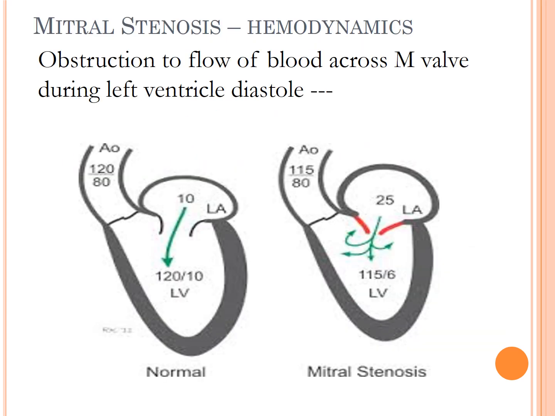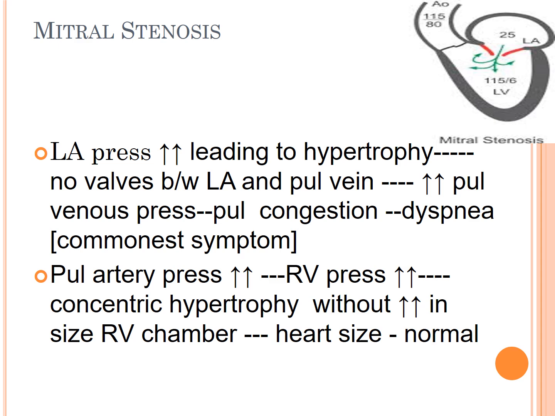Come to the hemodynamics. Obstruction to the flow of blood across the mitral valve during left ventricular diastole is occurring. So left atrial pressure increases, leading to hypertrophy of the left atrium. As all of us know, there is no valve between the left atrium and the pulmonary vein. Blood is easily passing from the left atrium to the pulmonary veins, leading to an increase in pulmonary venous pressure. Pulmonary congestion occurs and dyspnea occurs. That is the commonest symptom occurring in mitral stenosis.